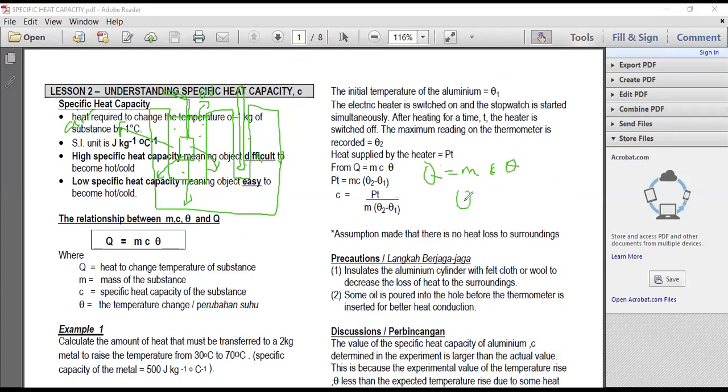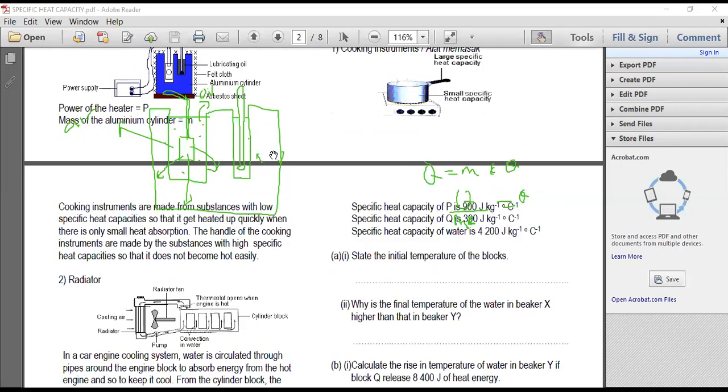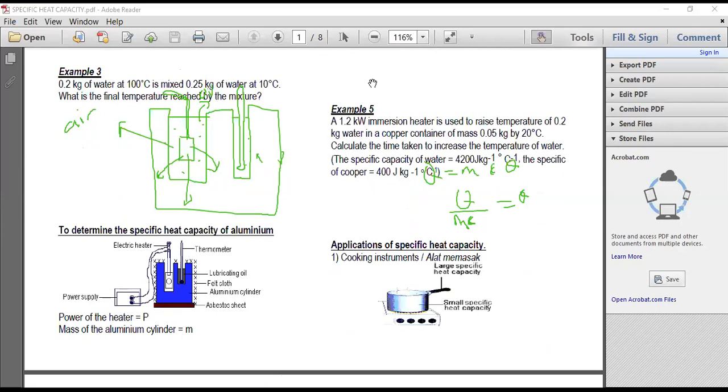we know that Q over MC equals theta. So in reality, heat will be lost to surrounding. So what happens if heat is lost to surrounding? Assuming the heater is supplying 1000 joule of heat, out of this 1000 joule, not all will go to the aluminum. Maybe the aluminum gets 800, so 200 joule is lost to surrounding.